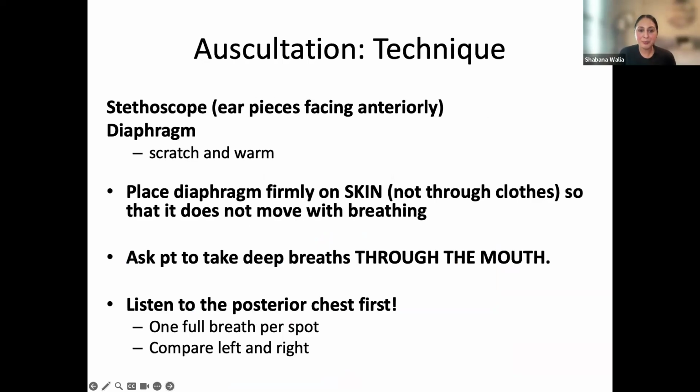Auscultation steps. So the technique of auscultation, obviously, you're going to use your stethoscope. Your earpieces, I'm going to go through this really basically, are facing anteriorly. We see a lot of people still do this incorrectly. After you place your stethoscope earpieces in your ear facing anteriorly, you're going to scratch the diaphragm and just warm it so you can make sure that it's on the right setting, that it's not on the bell setting. It's actually on the diaphragm setting to where you're listening.